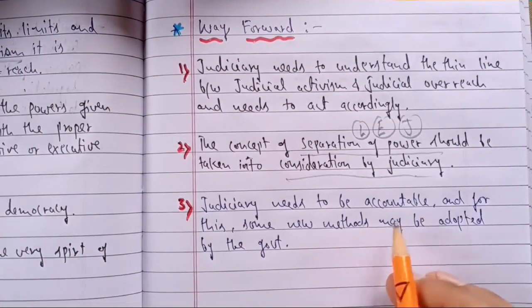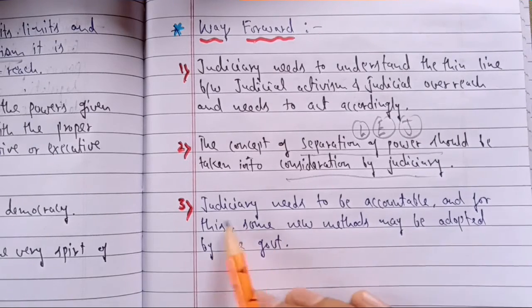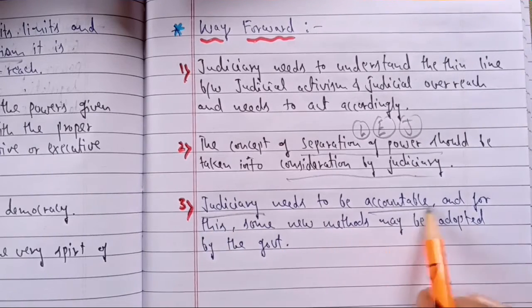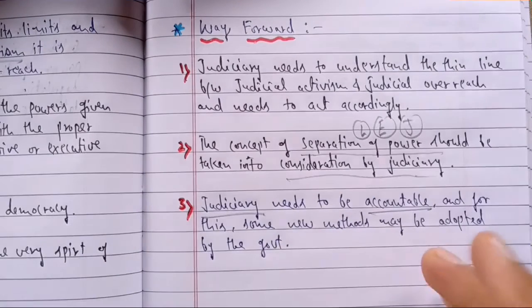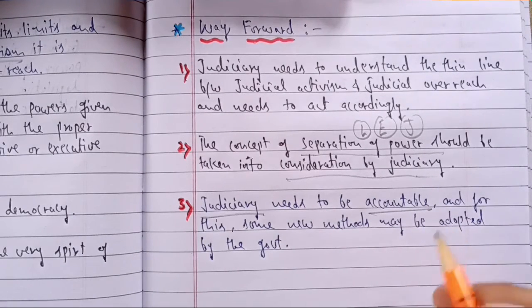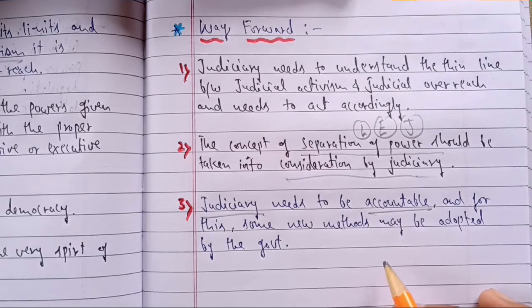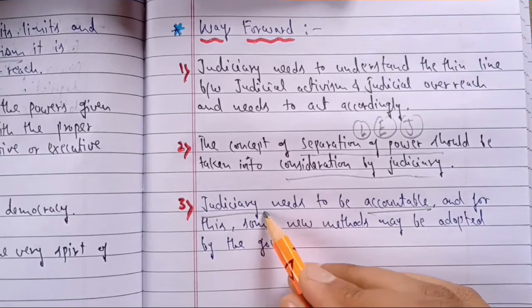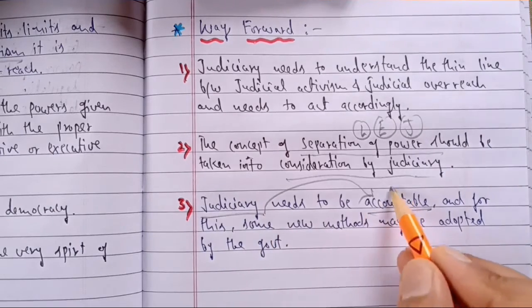Next, the judiciary needs to be accountable, and for this some new methods may be adopted by the government. It is here, where the judiciary needs to be accountable, that people again ask on what grounds decisions are made, on which provisions of the constitution. So the government can take a few steps, can make a few laws which can be implemented by the executive, where the judiciary may be accountable to the citizens.